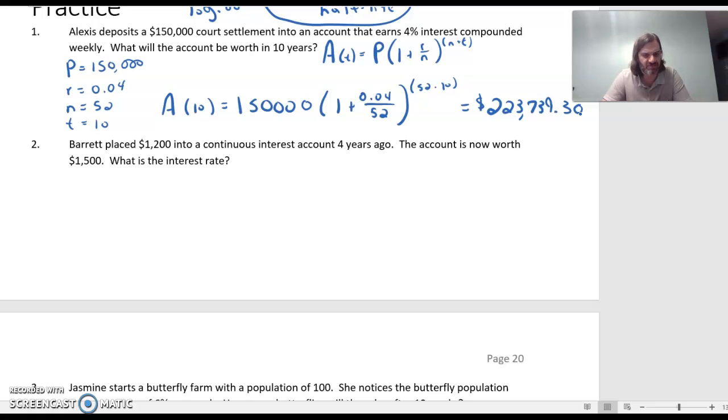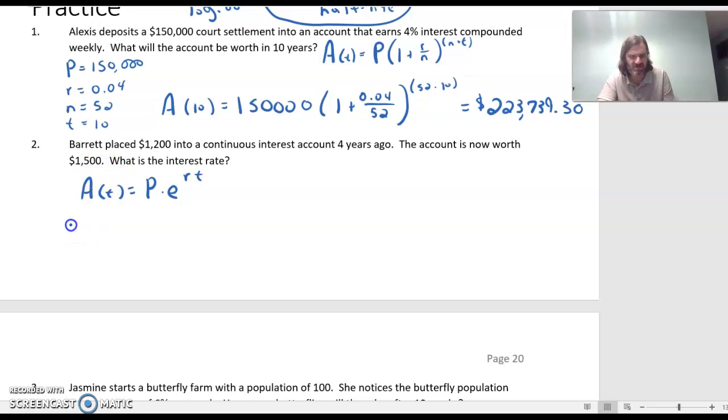Second one here. Barrett places $1,200 into a continuous interest account 4 years ago. The account is now worth $1,500. What is the interest rate? So a little bit different setup. We've got a continuous interest problem, which is A of t equals P times e to the rt.